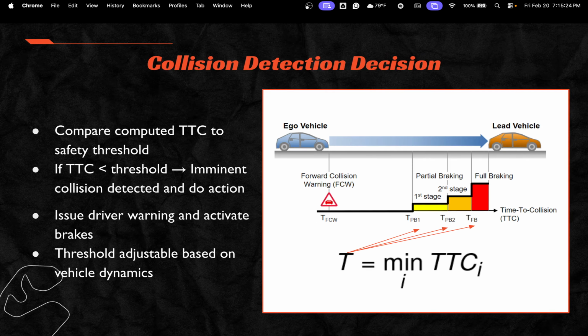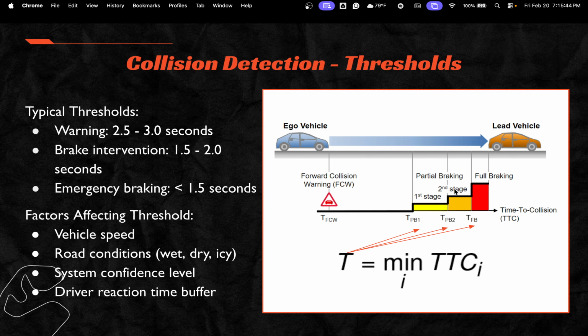And this is going over the formula again and typical thresholds. The first stage will probably warn the driver, and then the second stage is that it partially slows down the vehicle, and the last stage is full braking. Typical thresholds are 2.5 to 3 seconds for warning, brake intervention is 1.5 to 2, and emergency braking would be less than 1.5 seconds.